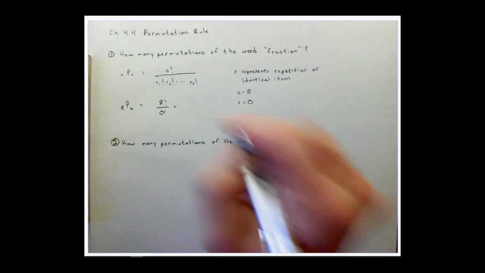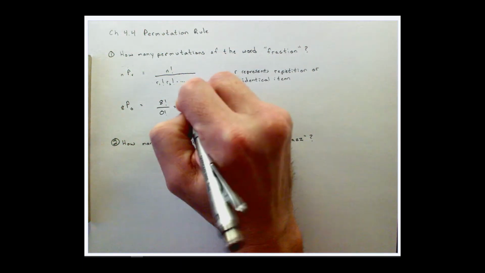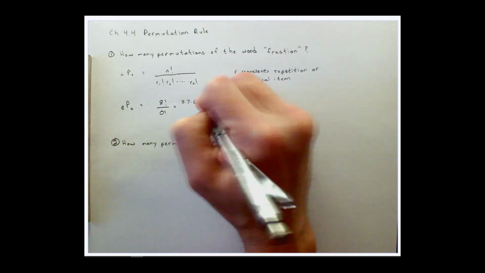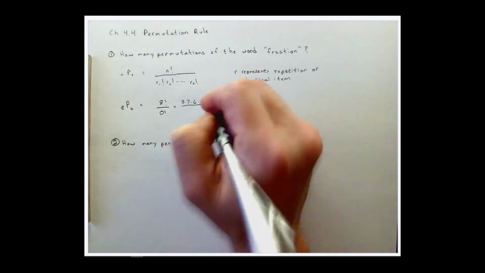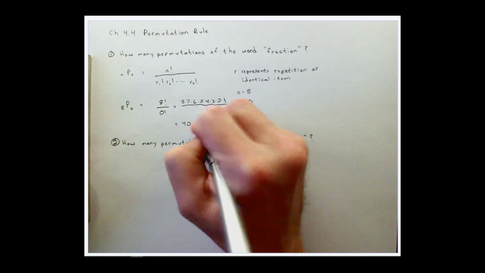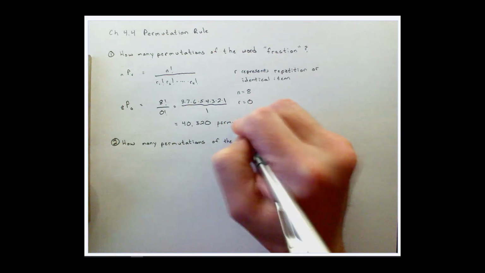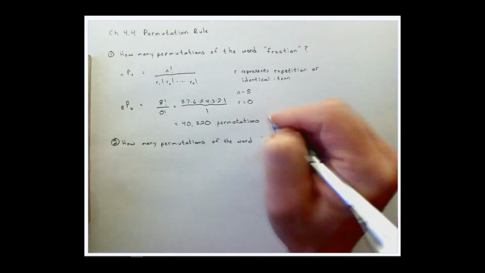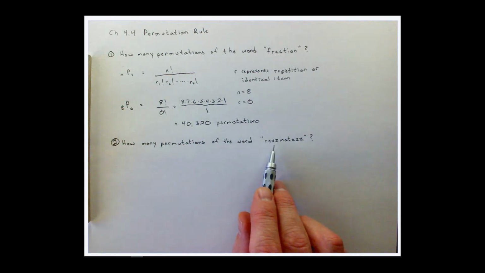And 8 factorial, again, I'll briefly show it, but then we'll write it out, is 8 times 7 times 6 times 5 times 4 times 3 times 2 times 1 over 1. And what that actually equals is 40,320. So there are that many different permutations of the word fraction. So let's look at another word to where we have multiple reoccurrences or identical letters.